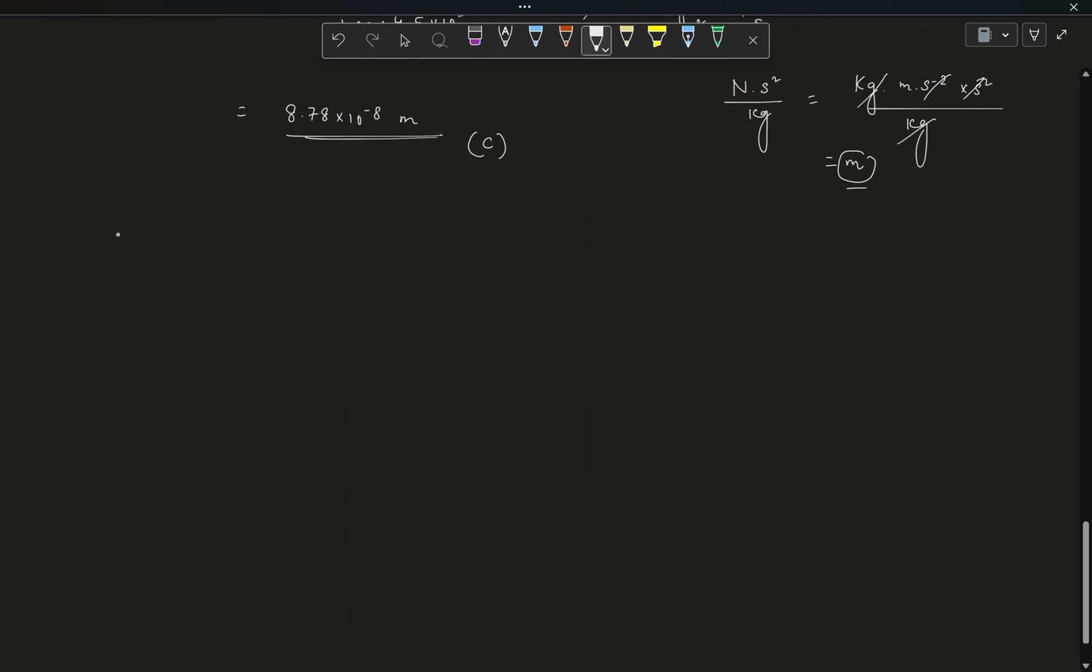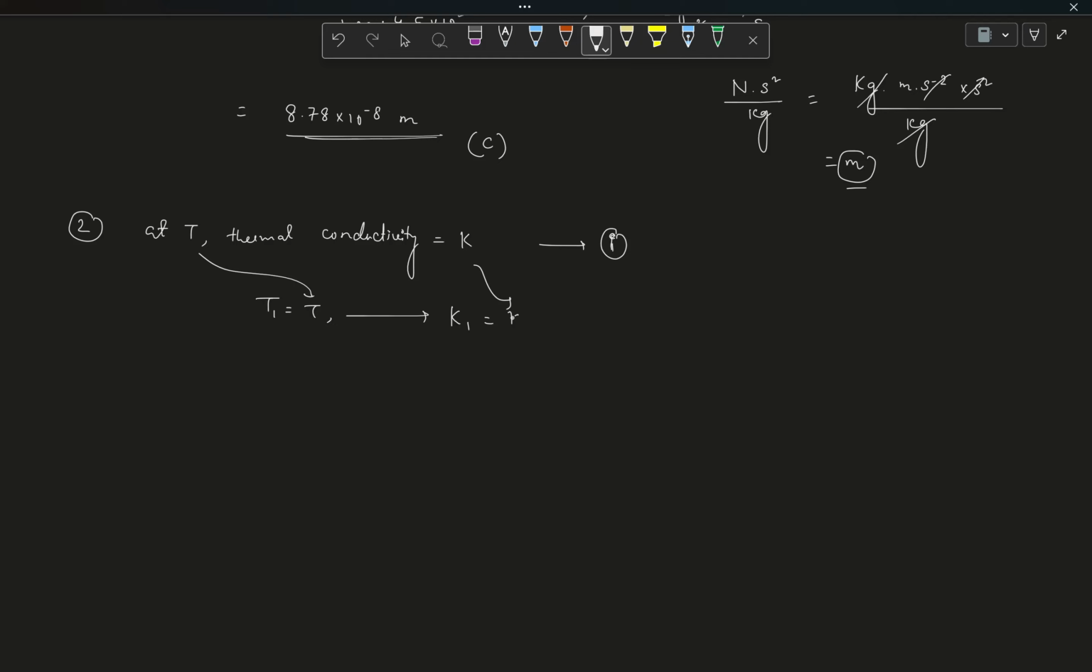So basically, if you look at the problem in this manner, you have a temperature T and thermal conductivity equal to K. Let's take this as condition number 1. We denote T1, the case 1 temperature, as this temperature T, and correspondingly the thermal conductivity at that temperature we denote by K1, and that value is given in the question as K.